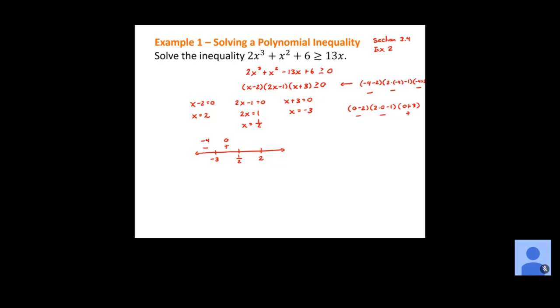Now we need something in the interval between 1/2 and 2. What value could we use there? 1 works. We'll do 1 minus 2, 2 times 1 minus 1, and 1 plus 3. All right, 1 minus 2, positive or negative? That one's negative. 2 times 1 minus 1, positive or negative?